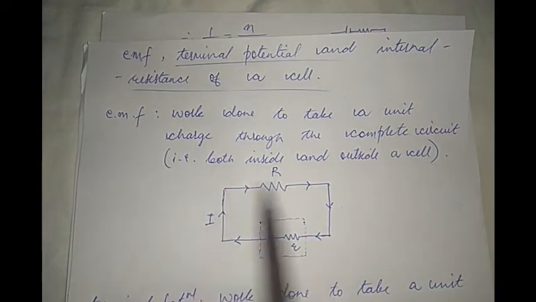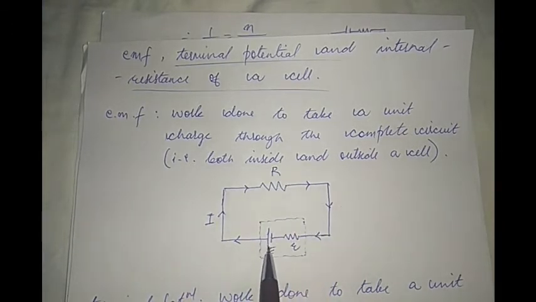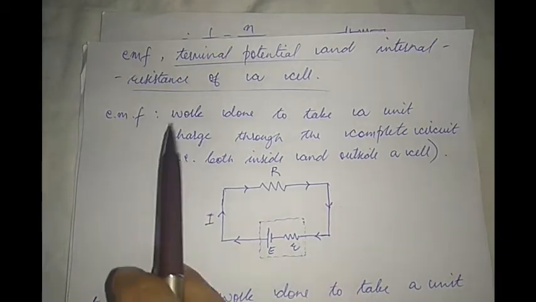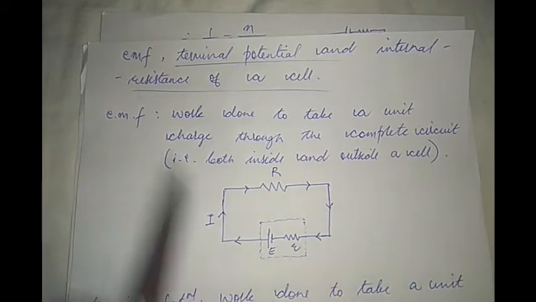So we have a circuit in here, the external resistance being R, which is connected to a cell. Any cell has something called an internal resistance. We will talk about this later. But these two components inside the dotted box make up the cell. So the work done to take a unit charge through the complete circuit, that is both inside and outside the cell, is what is called EMF.